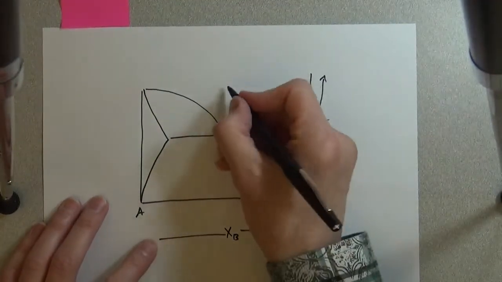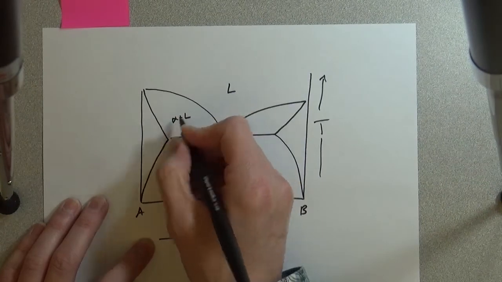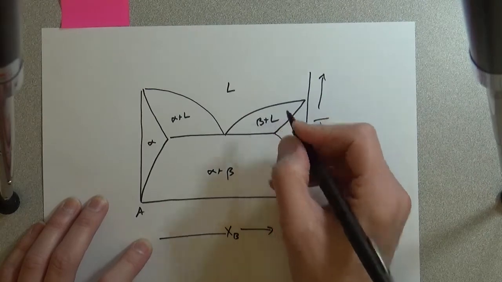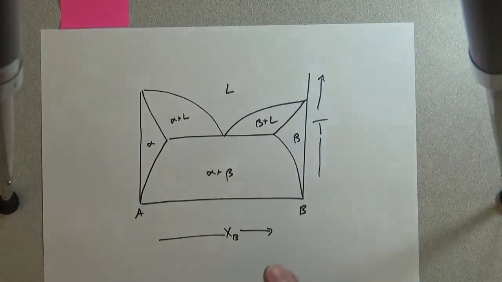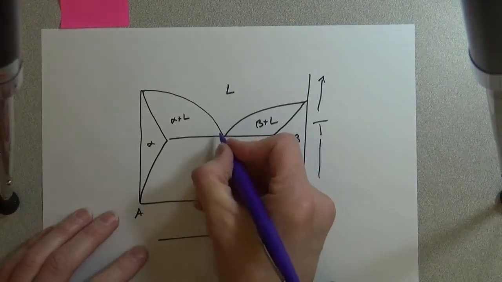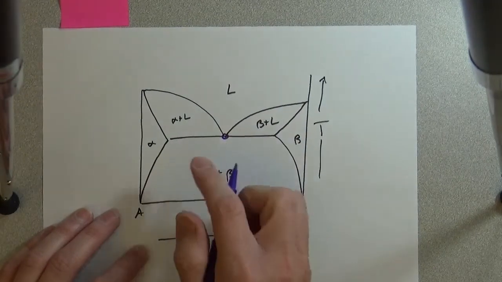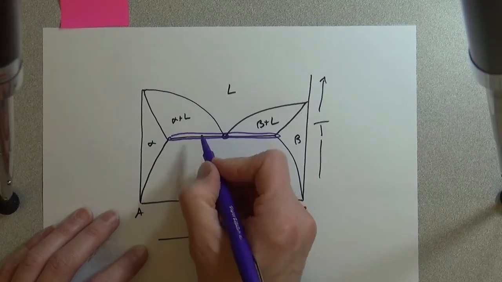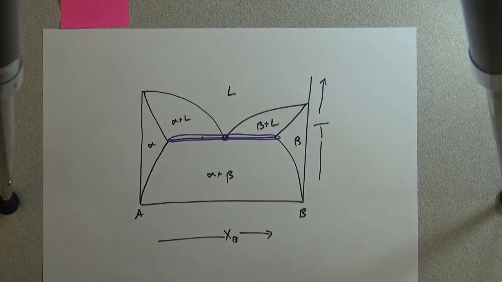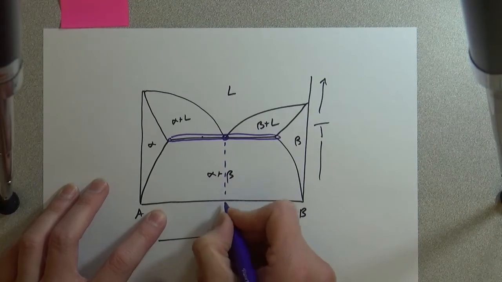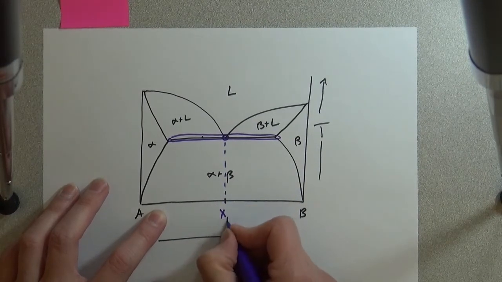So liquid, alpha plus liquid, alpha plus beta, beta, beta plus liquid. Okay, so this is our eutectic point, and we know that along this eutectic line, you have three phases that coexist. Let's pick a composition which puts us right at that eutectic point, X_B^E for eutectic.